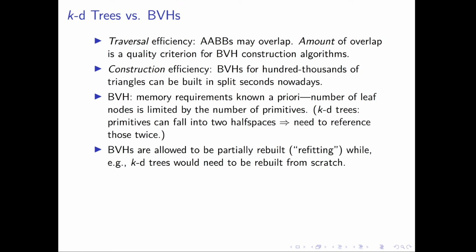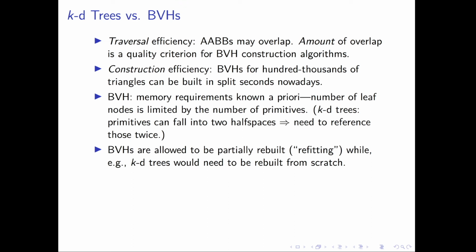To sum up the discussion about KD trees versus BVHs, what we're talking about is traversal efficiency versus construction efficiency. In regards to traversal efficiency, AABBs may overlap while half spaces per definition don't, and the amount of overlap is a quality criterion for a BVH. On the other hand, we always want to have a balance between traversal efficiency and construction efficiency, as usually there's just a trade-off.